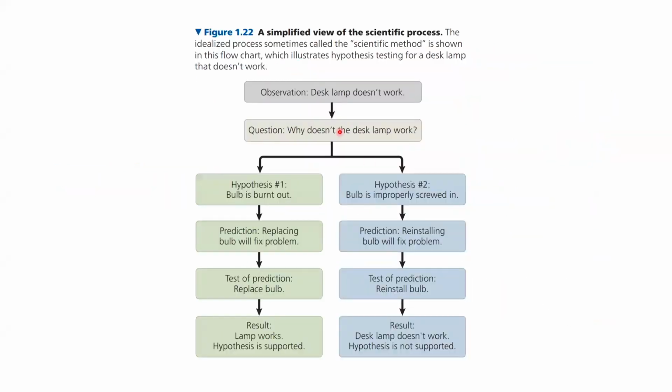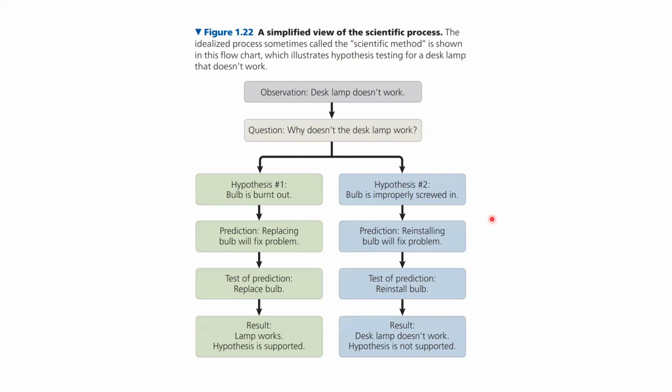of life. And then here, biology is a science, okay? And again, it's the science specifically of the study of life. And this is a simplified view. This is figure 1.22 from the textbook, a simplified view of the scientific process, where the idealized process, sometimes called the scientific method, is shown in this flow chart, which illustrates hypothesis testing for a desk lamp that doesn't work. And ultimately, in a nutshell, the scientific process is trial and error.